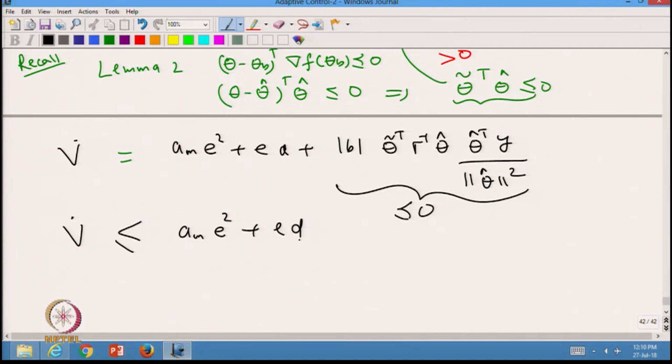So V dot then becomes less than or equal to A m E square plus E d. Okay. So we go back to the case that we had obtained for the unmodified situation, and in fact, here V dot is more negative than the previous case. So the same conclusions hold. Using this, of course, we can guarantee that E of t remains bounded, and because we are using the projection which makes sure that the estimate lies within the convex set for all time, we also prove that theta hat of t remains bounded.